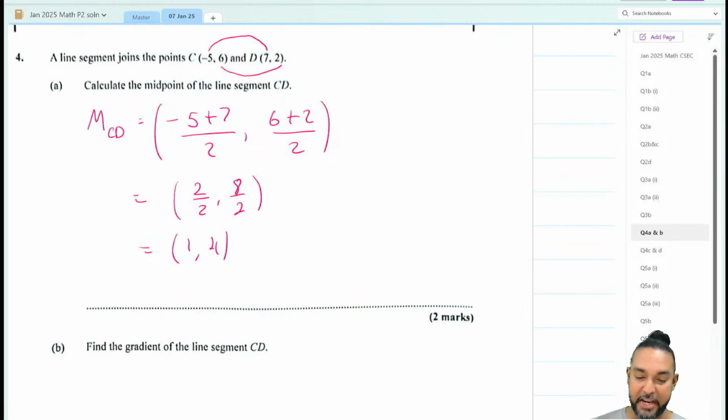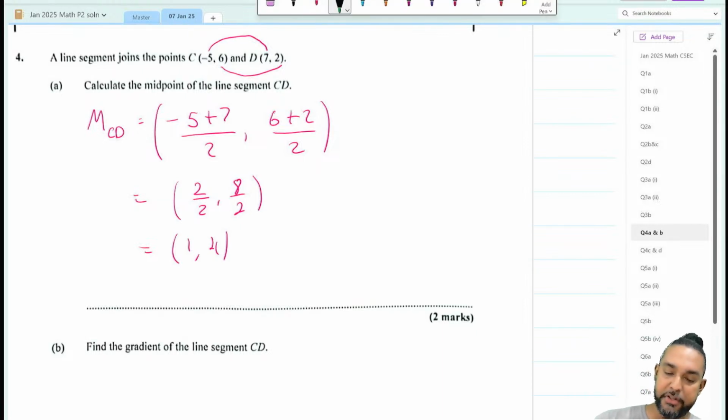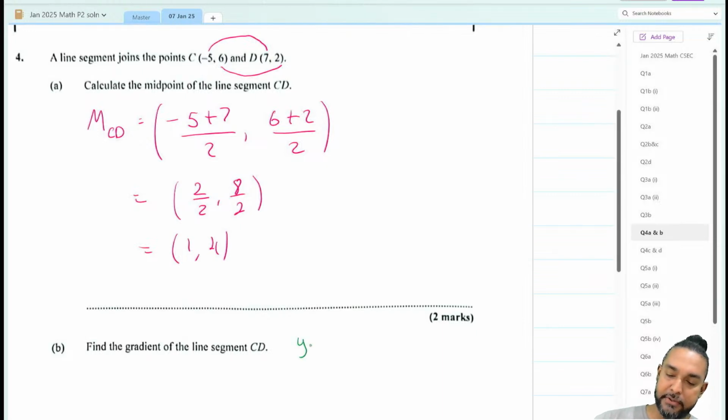And then find the gradient. The gradient is the rate of change of y with respect to x. So that's y2 minus y1.